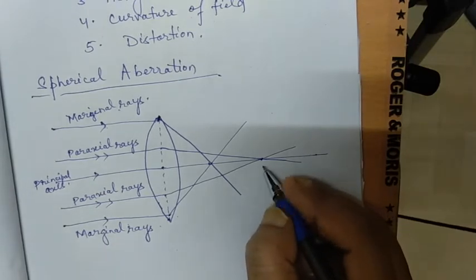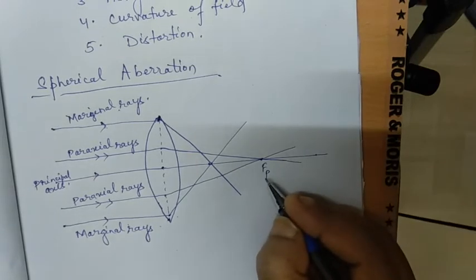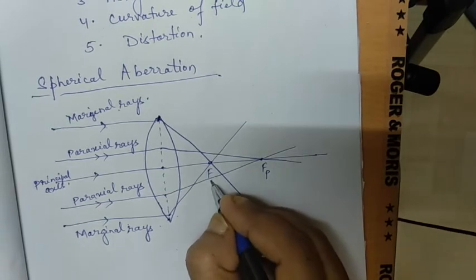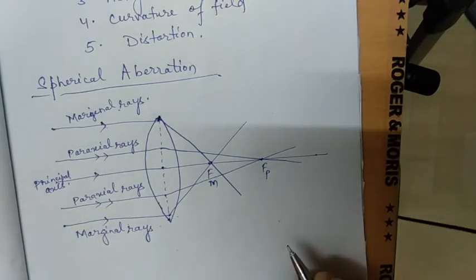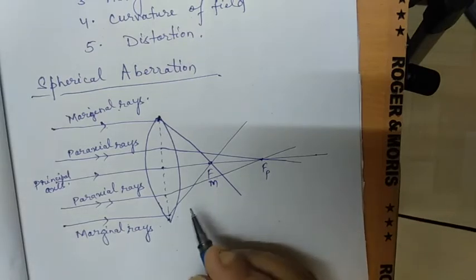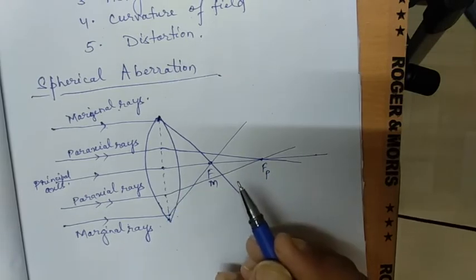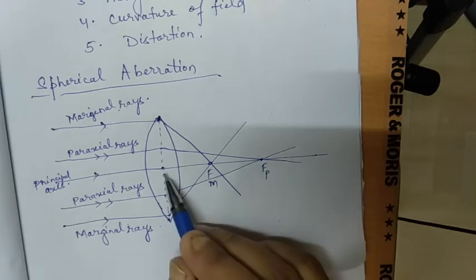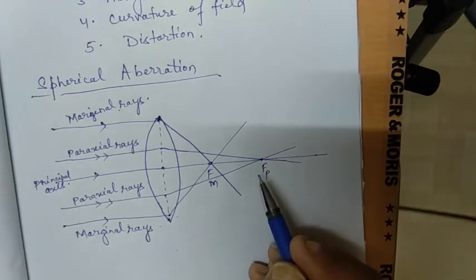So let's say this point is FP, that is the focus point of paraxial rays, and this point is FM, the focus point for marginal rays. Now the distance from FM to the lens gives you the focal length for the marginal rays, and the distance from FP to the lens gives you the focal length for the paraxial rays.